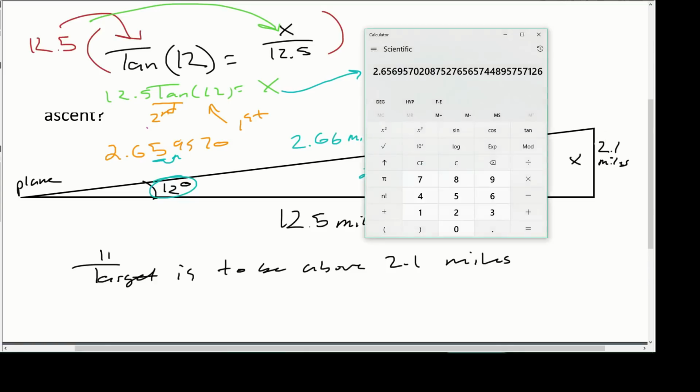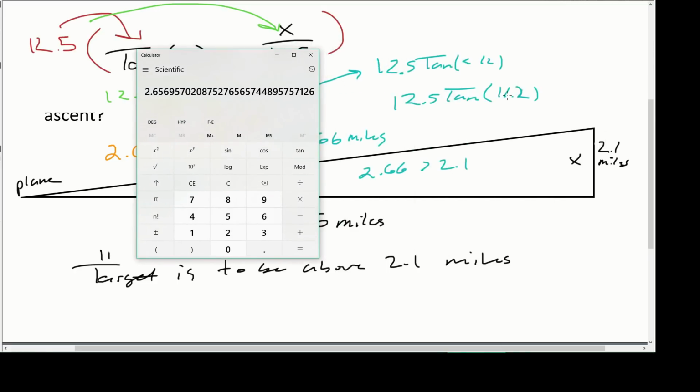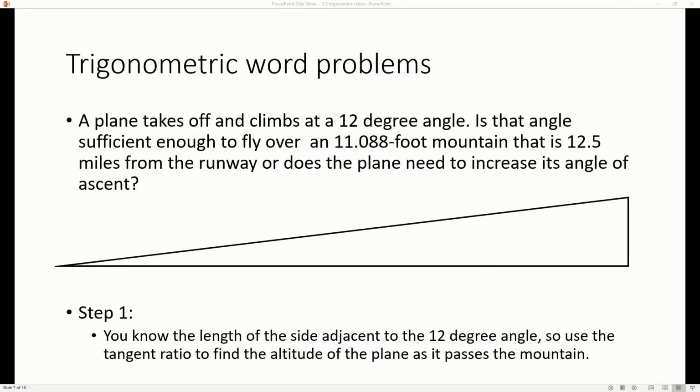So let's put it into the calculator. Remember, you put the angle measure in first. So 11.2. Then I'm going to hit the tangent button. And I'm going to do times the runway length of 12.5. And I'm already down to 2.47. And that's still greater than 2.1, so I'm safe. But I'm still more than a third of a mile above that mountain.